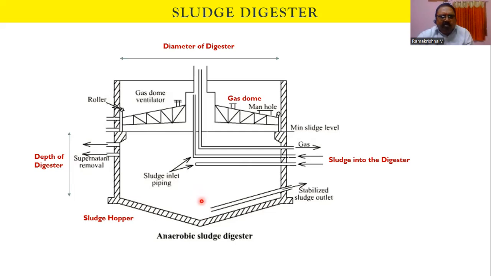And now the most important thing is the dome. The gas is collected in the top layer as a gas dome. You can have a moving dome or a fixed dome. You can have a roller here. Once the gas is there, it will push the dome up to the top. This is the minimum level and then the maximum level. Sometimes the gas dome is fixed here so that there is no movement.